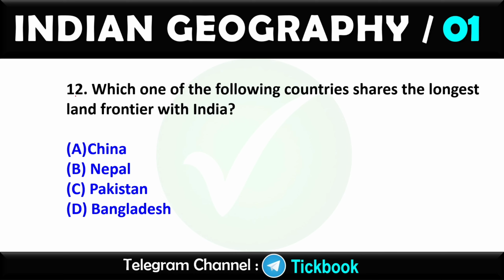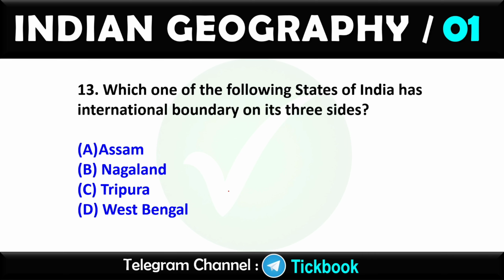Question number 12. Which one of the following countries shares the longest land frontier with India? Option number D is the correct answer, Bangladesh. Question number 13. Which one of the following states of India has international boundary on its 3 sides? Option number C is the right answer, Tripura.